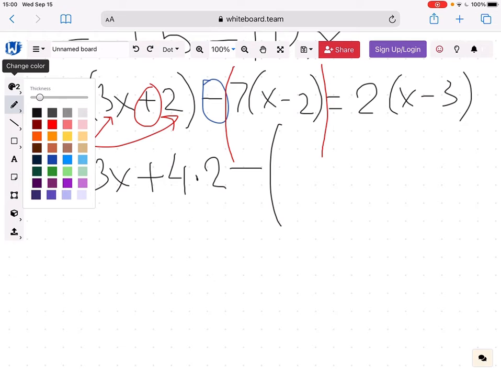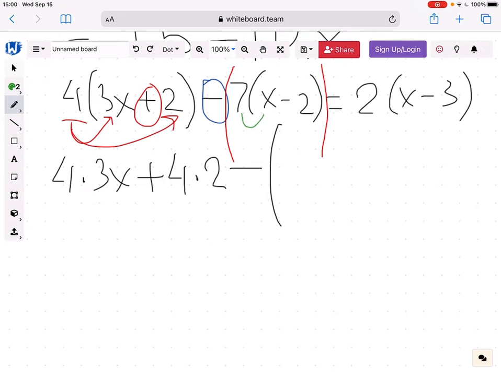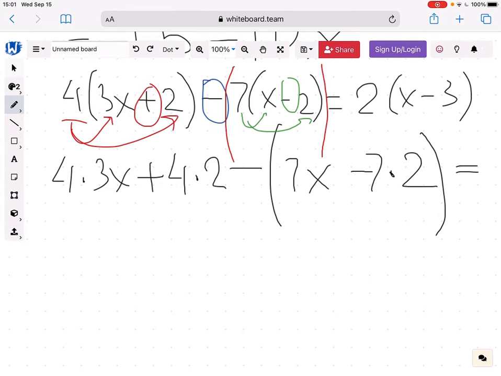Okay, what do we do in this case? We take 7 multiplied by x. Then there's minus, and then 7 times 2. And we get 7 times x minus 7 times 2. Close the parentheses. And it equals to what? 2x minus 3, which is 2 times x minus 2 times 3.